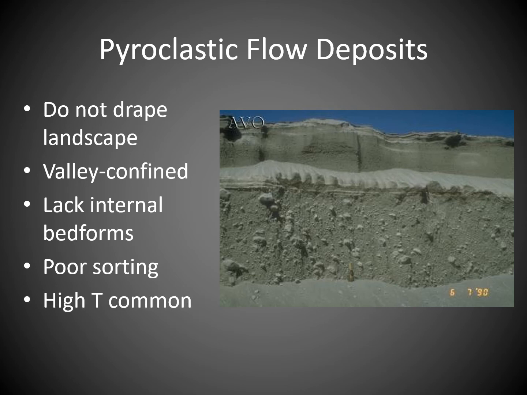Because it doesn't go very high up into the air, we'll talk about how these things can form. It tends to retain a lot of its heat, so these can be really hot. If it goes through a forest, it'll be hot enough to scorch trees and plants. So you tend to get a lot of charcoal in here, which is great because you can do carbon-14 dating if it's an older deposit.